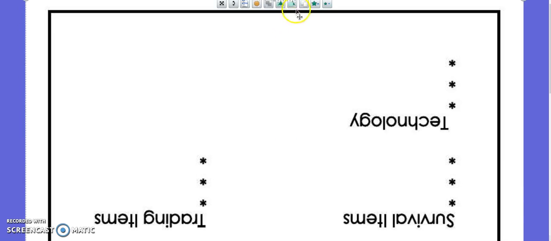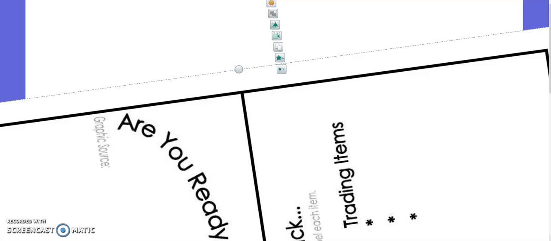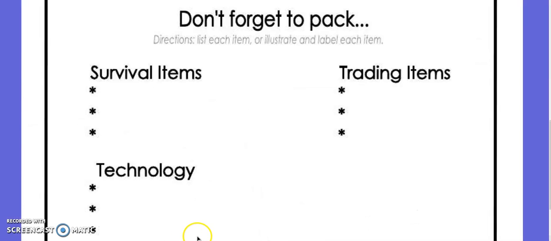The first part is right here. Let me just flip it over for you. You are going to determine if you are going to take a sea route to Asia or a foot route to Asia. Regardless of which you choose, you need to figure out survival items, technology, and trading items. You need three of each.